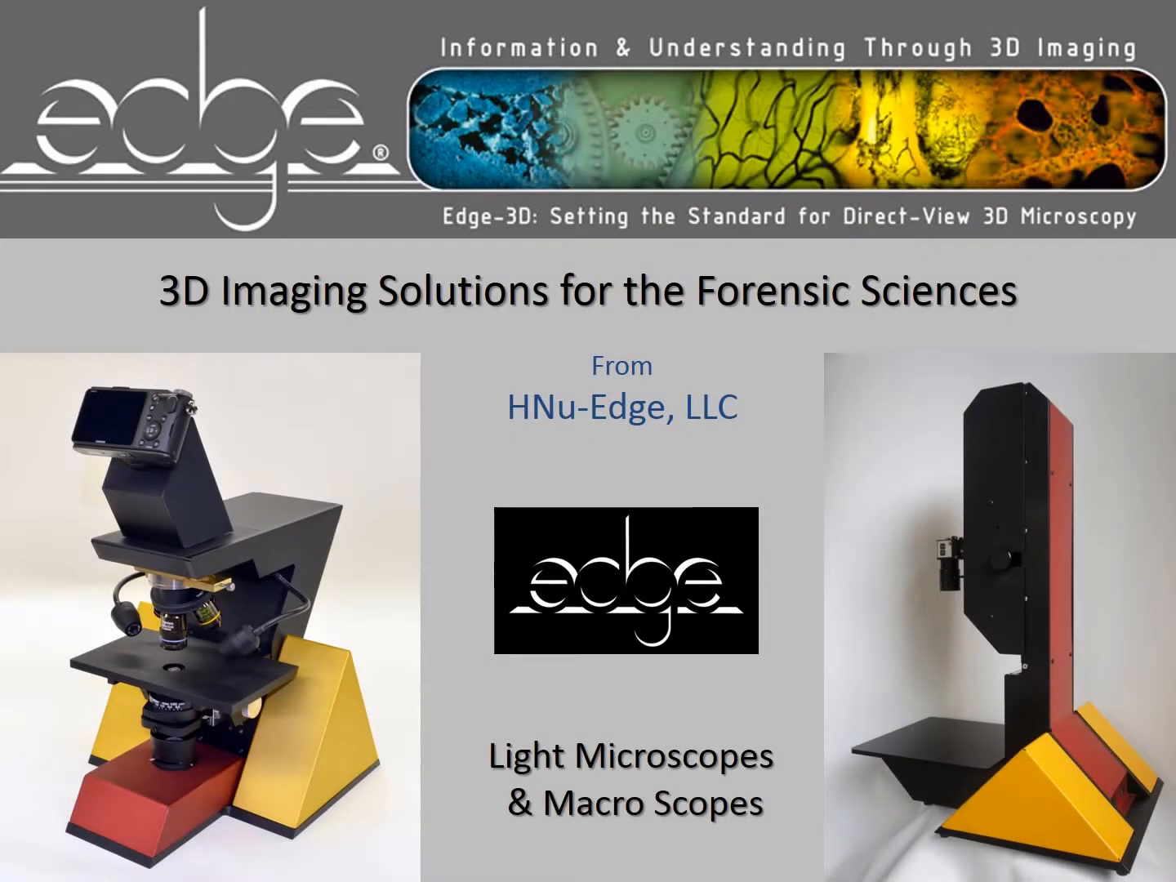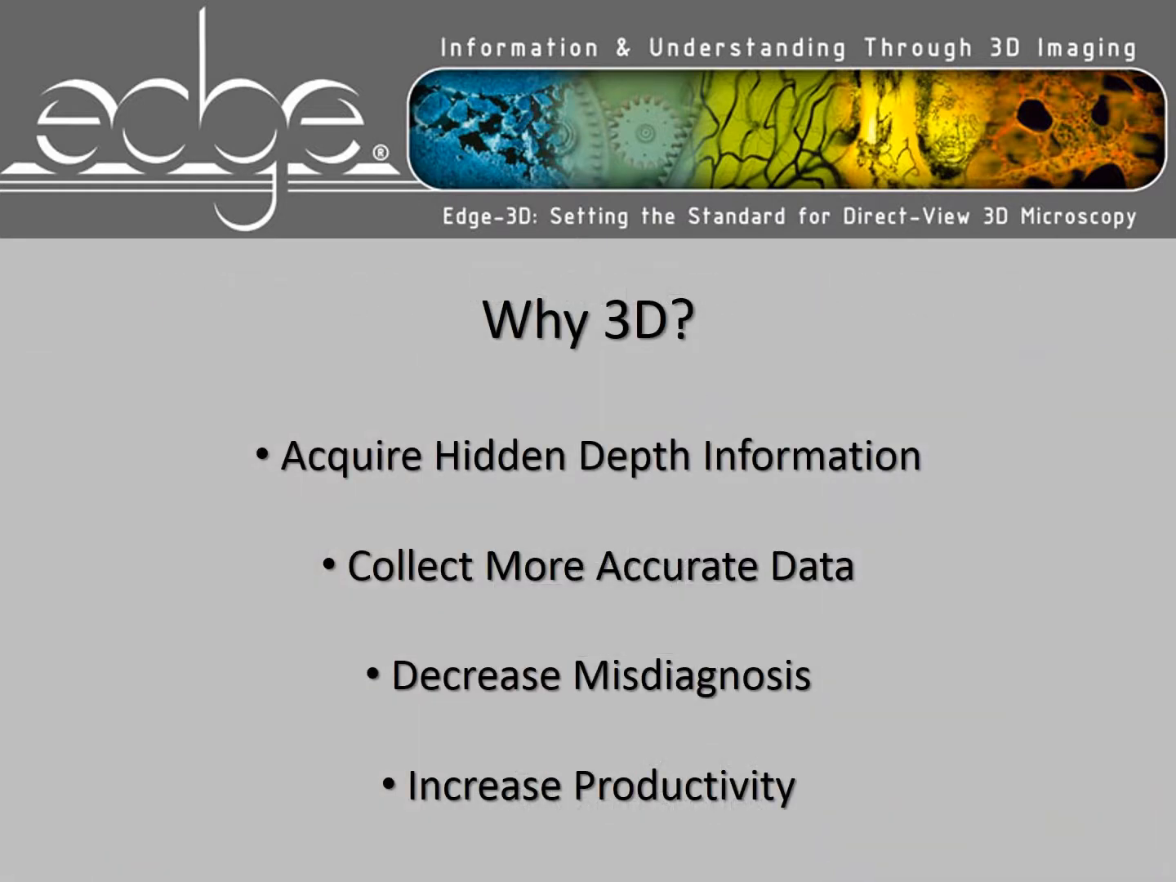Today, there are amazing three-dimensional imaging solutions for the forensic sciences, especially because of the new Edge-3d microscope. Why does one need a 3D microscope? In order to acquire the hidden depth information that exists within the samples being investigated. This allows us to collect more accurate data. This additional information will decrease misdiagnoses and increase productivity.